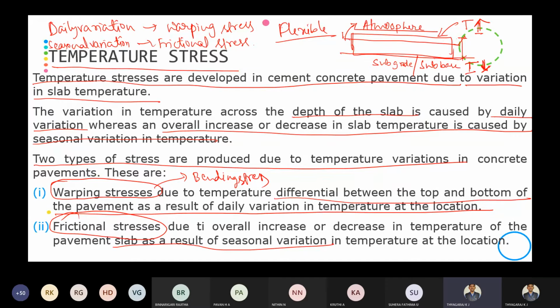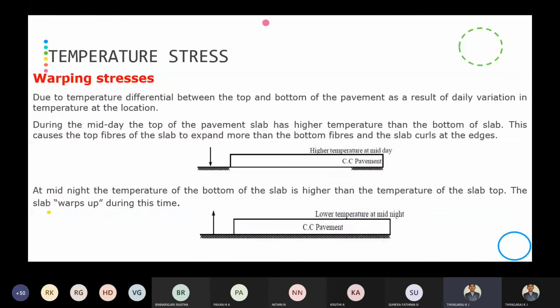So the temperature stresses are developed because of this variation in slab temperature. When there is a daily variation in temperature, we can expect warping stresses. When there is a seasonal variation, we are going to expect frictional stresses. So we will see what these warping stresses are and how the bending will occur. Bending stresses will occur when there are warping stresses.